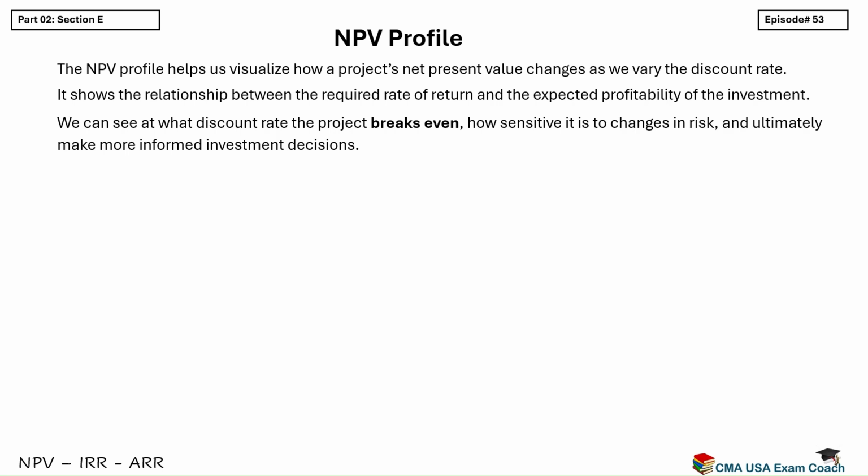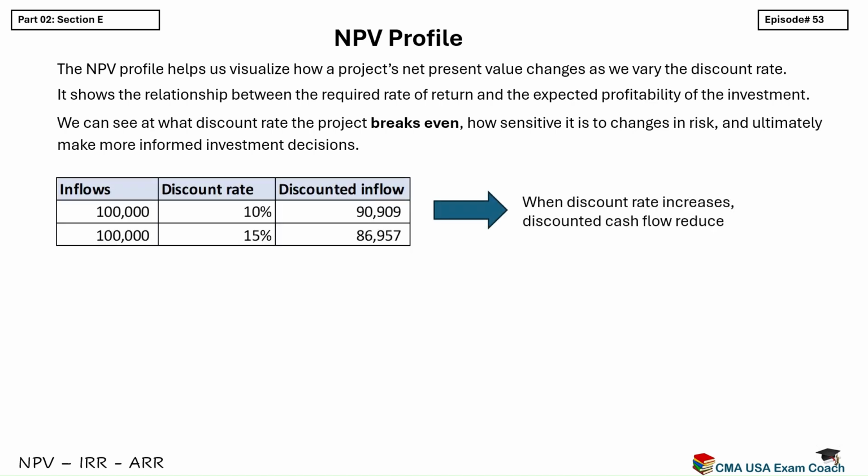As you know, discounting means we are adjusting our future inflows to reflect the time value of money. If the discount rate is higher, the inflow reduces. For example, if we have an inflow of $100,000 in year 1, discounting it at 10% gives us about $90,909. But if the discount rate increases to 15%, the inflow reduces further to approximately $86,957. This simple example shows that as the discount rate increases, the value of future cash inflows decreases.